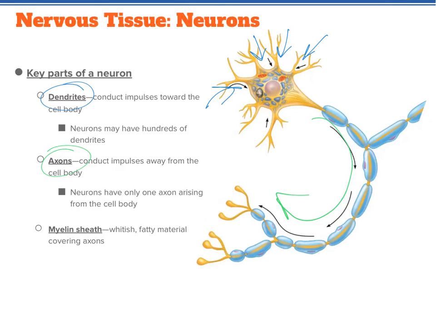And these axons come in all different lengths. So you have super, super tiny ones like in your brain, and then the longest axon we've talked about is the sciatic nerve, which runs the whole length of your leg.